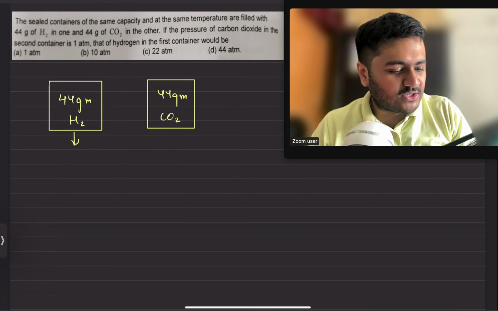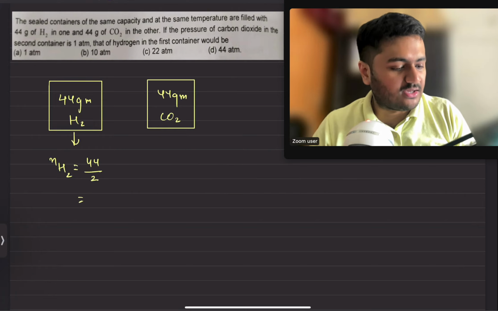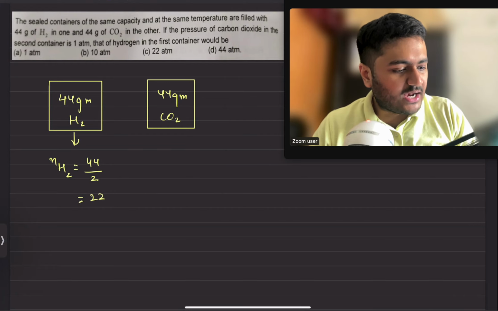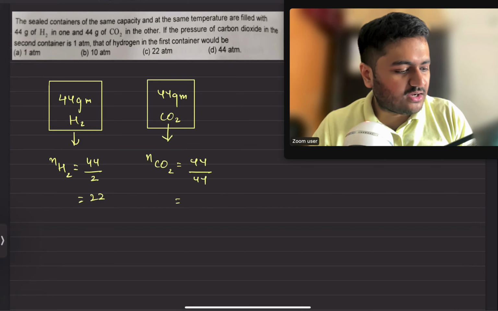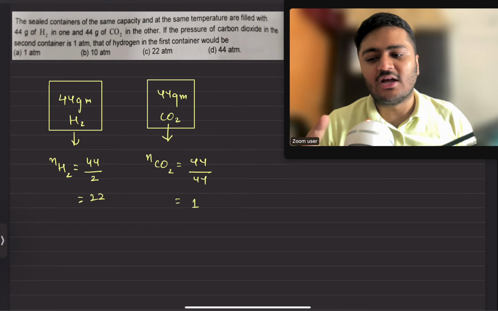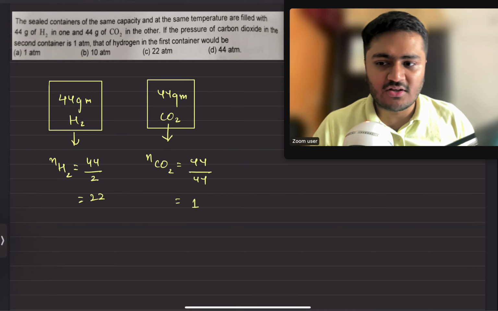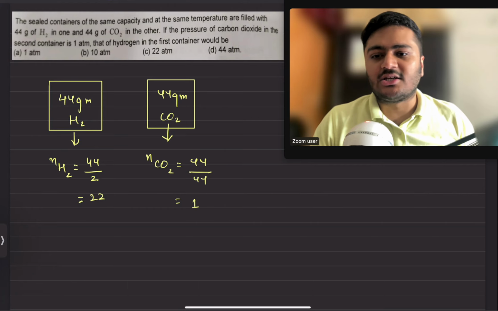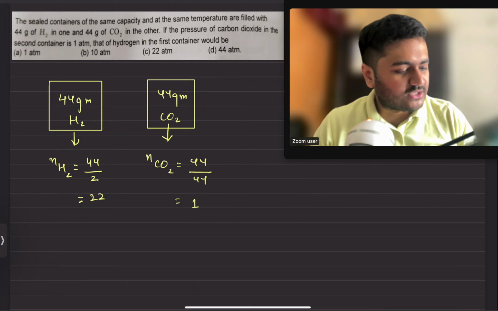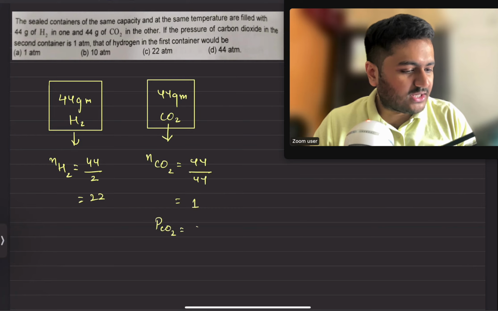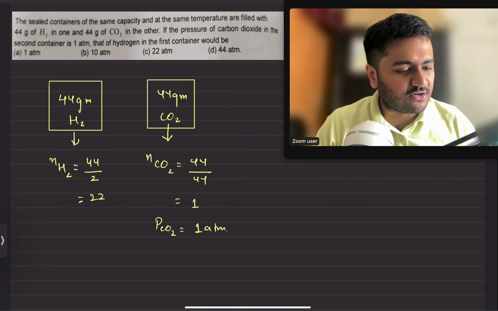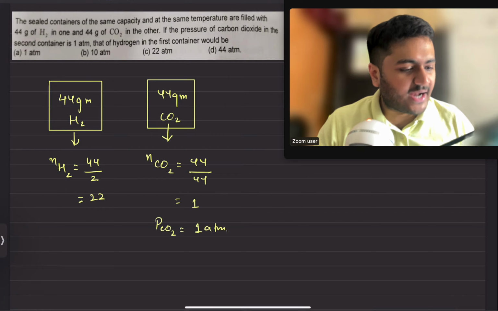So the number of moles of H2 will be 44 divided by the molar mass of H2, which is 2. It will come out to be 22 moles. For CO2, the molar mass is 44, so 44 by 44 will be 1. So there is 1 mole of CO2 and 22 moles of H2 gas. Now the pressure of CO2 is given as 1 atm, and I need to calculate the pressure of the hydrogen.